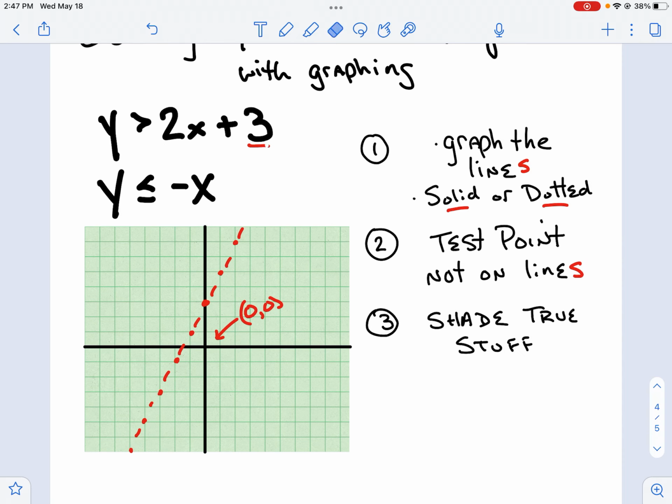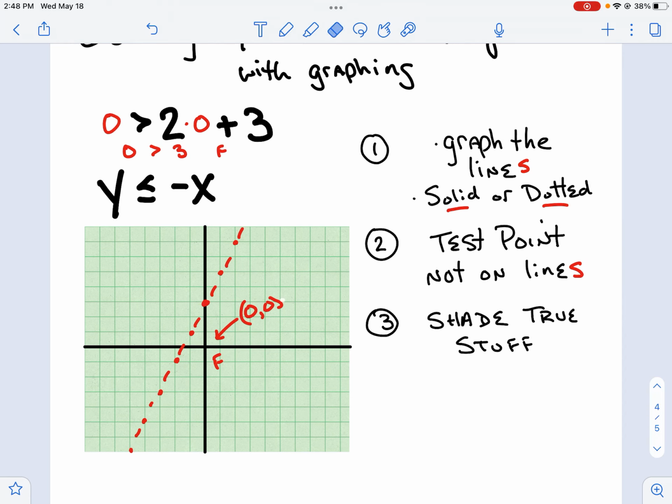And to do a test point, a reminder, we simply put 0, 0 in the y and the x spot. So I'm going to just use Notability here. Put 0 in the y and 0 in the x. And let's see if this thing is true or false. So 0 is greater than 2 times 0 plus 3, which is 3. 0 is greater than 3 is false. That means the test point is false. That means this entire side is true.